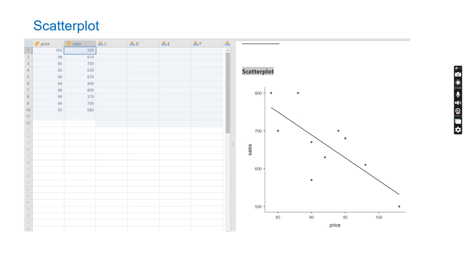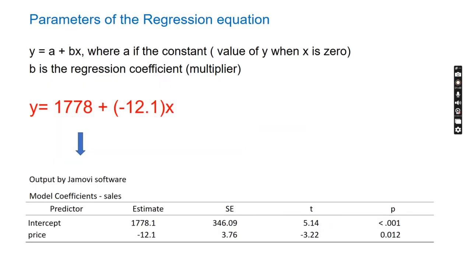We are not only interested in the relationship, whether positive or negative, but we want to actually predict the quantity of sales if there is a change in price. And that is where the regression equation comes into the picture. So if I denote sales as y and price as x, I'm interested in a regression equation of y on x. The equation is denoted by y is equal to a plus bx.